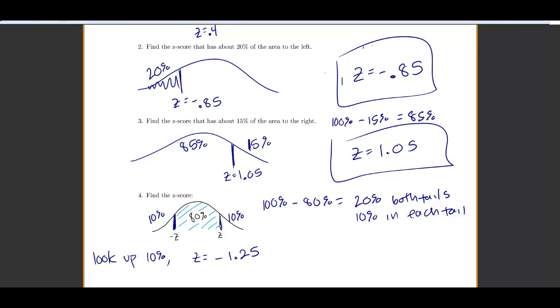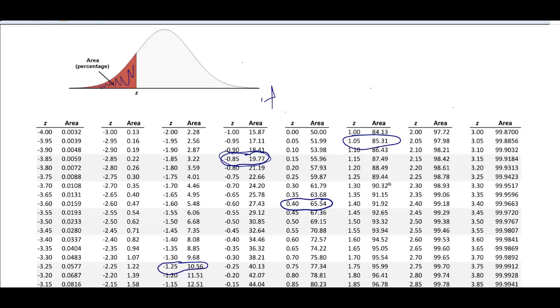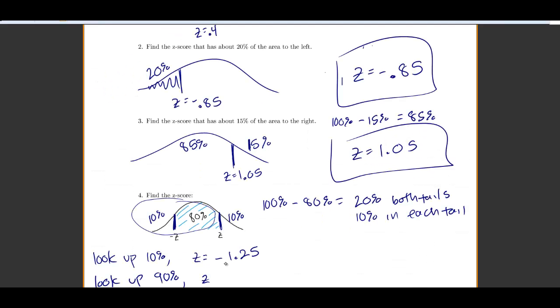What if I try to look up this value though? This one's a little bit tricky because if there's 10% to the right, how much is to the left? You have to add up all of this area to the left, which is 90%. So I'd actually have to look up 90%. And so z equals, I go to my normal table, I want 90%. So it would be at 1.25. So my final answer is that z is 1.25.